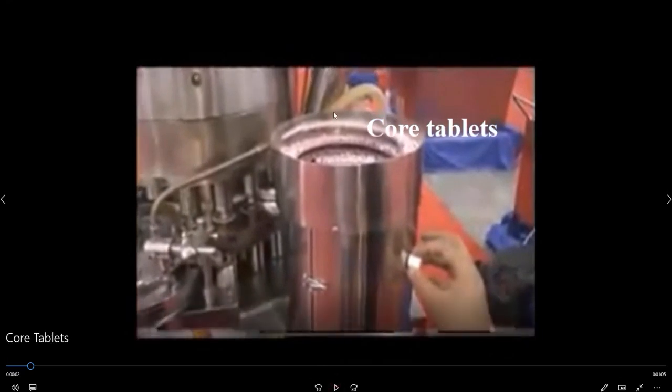Okay, now here, what do you see here? Here you see the core tablets in this one. Now the core tablets will be allowed to get through this pipe here. Do you see this pipe? This pipe allows the core tablets to be located one by one in holes. We have here a rotating plate containing holes. Each core tablet will get to a hole in this rotating plate.